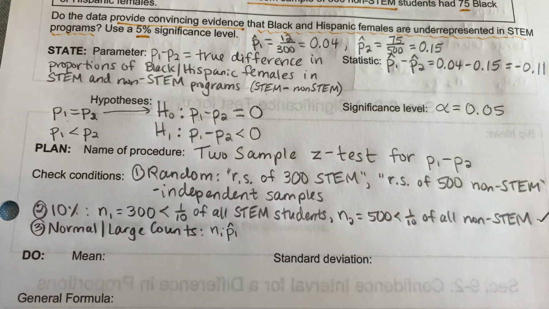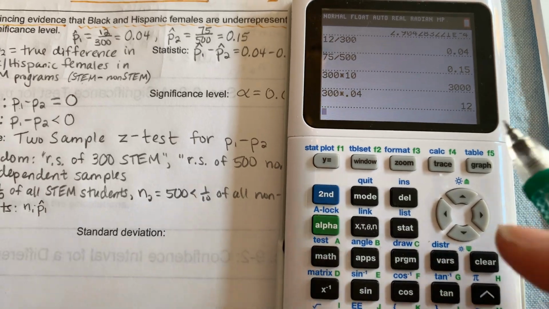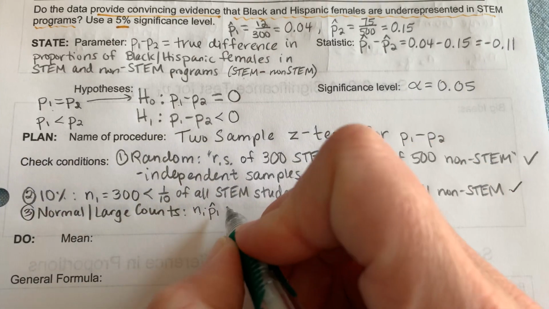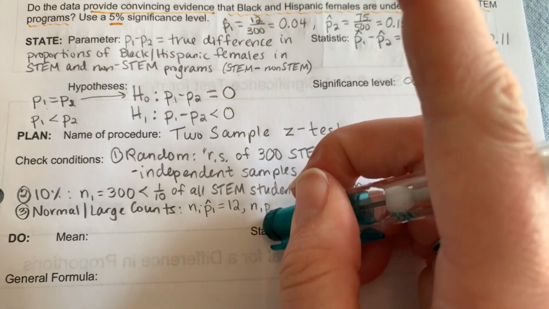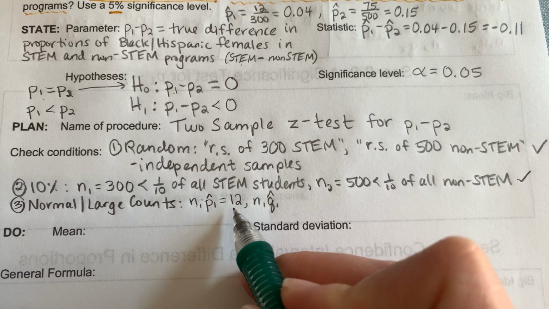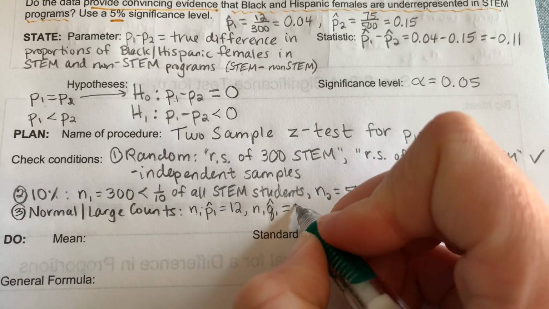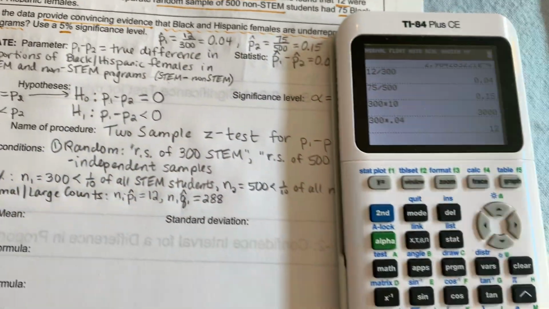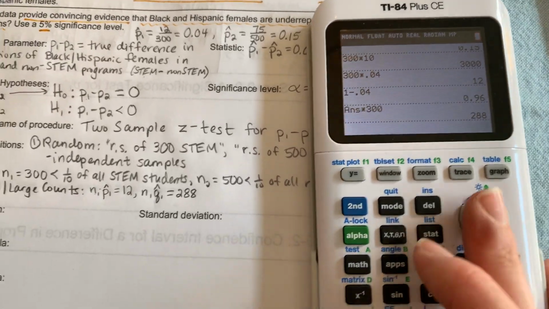So n1 times p1 hat, I could literally do 300 times 0.04, but guess what I get? 12, because this is the number of successes, or the number of actual Black and Hispanic students. So I am just going to know that that's 12. Then I have to check n1 times, not p, but q1 hat. If 12 of those STEM students were Black or Hispanic females, the number of students who were not Black or Hispanic is the sample size minus 12. So 300 minus 12 is 288. If you want to, you can say 1 minus 0.04 is 0.96, multiply that by 300, 288. Either way is fine, okay?